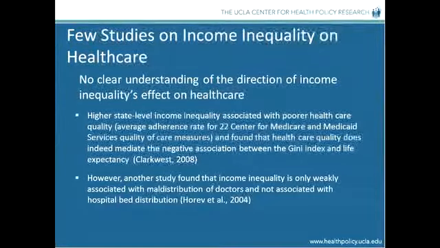There are a few studies on income inequality on healthcare. However, there's no clear understanding of the direction of income inequality's effect on healthcare. A study by Clark West in 2008 showed that higher state-level income inequality was associated with poorer healthcare quality, based on measures of average adherence to about 22 Centers for Medicare and Medicaid Services quality of care measures, and found that healthcare quality does indeed mediate the negative association between the Gini index and life expectancy. However, another study found that income inequality is only weakly associated with maldistribution of doctors and not associated with hospital bed distribution. So the evidence for the United States is still mixed.